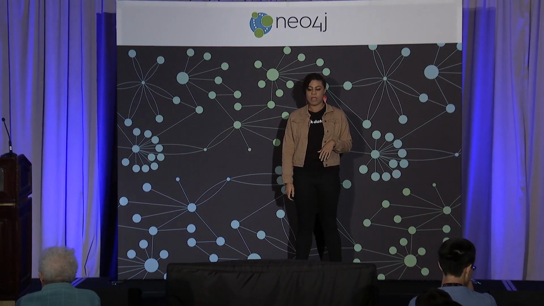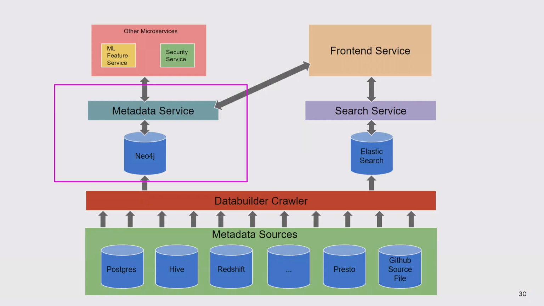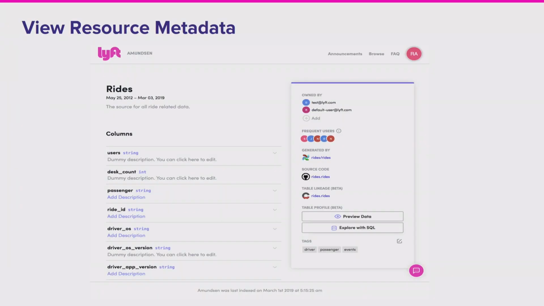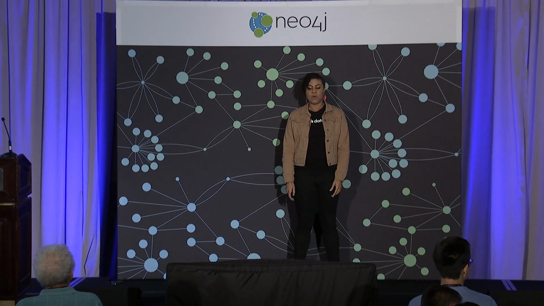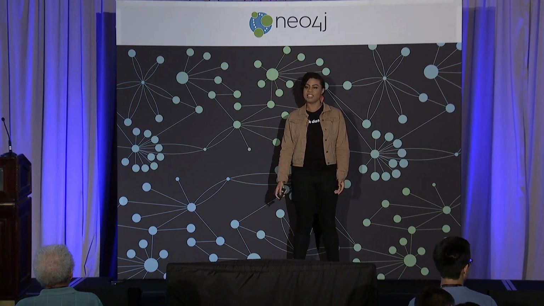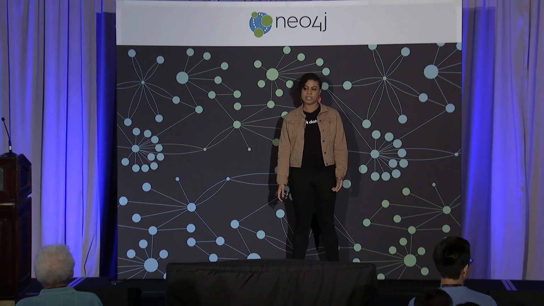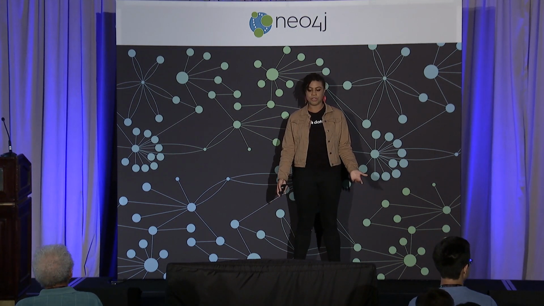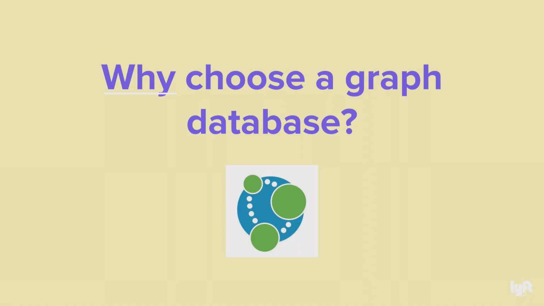We're going to start off with our metadata service. As I mentioned before, our metadata service is backed by Neo4j, and the front-end service will make a request to the metadata service to get all of the information that we're showing on our resource metadata pages. A lot of web applications are not necessarily backed by graph databases. Historically, it's not something that folks do. So someone might ask us, why choose a graph database?